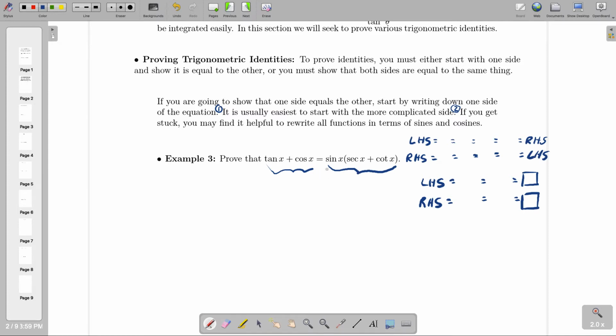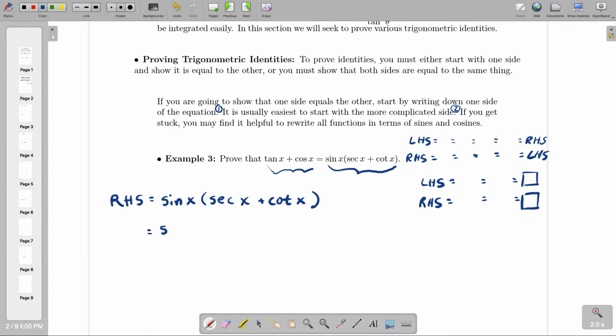So I have a left, I have a right. I would say the right-hand side is the more complicated of the two, so I'm going to go ahead and start with it. So the right-hand side is equal to the sine of x times the secant of x plus the cotangent of x. All right, so we started with the more complicated side, which was our first rule of thumb. And then the second one, it's often helpful to write everything in terms of sines and cosines.